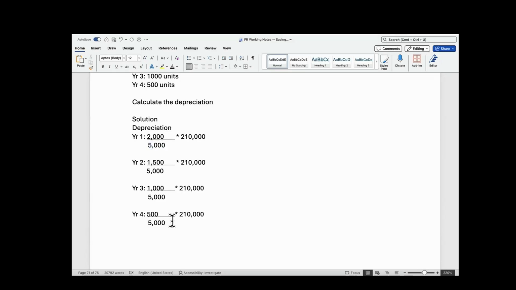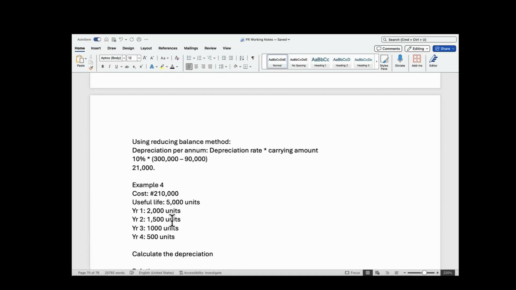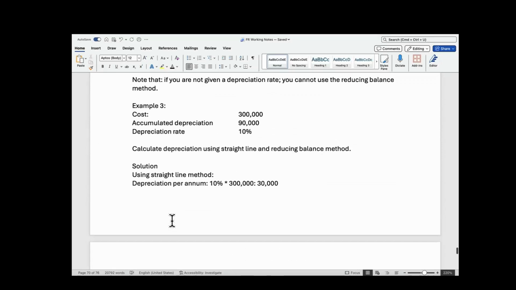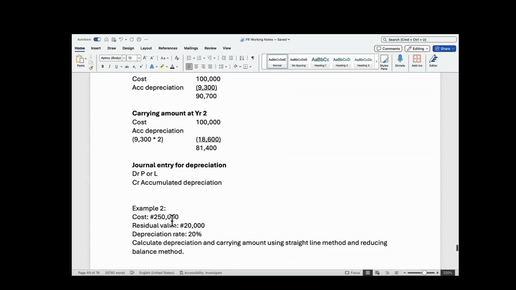And this is how depreciation works. This is how depreciation is calculated for the cost model. Even for the revaluation model, it doesn't really change. It's still the same.